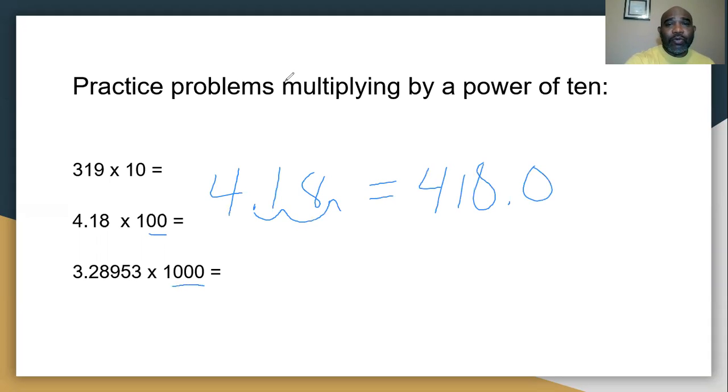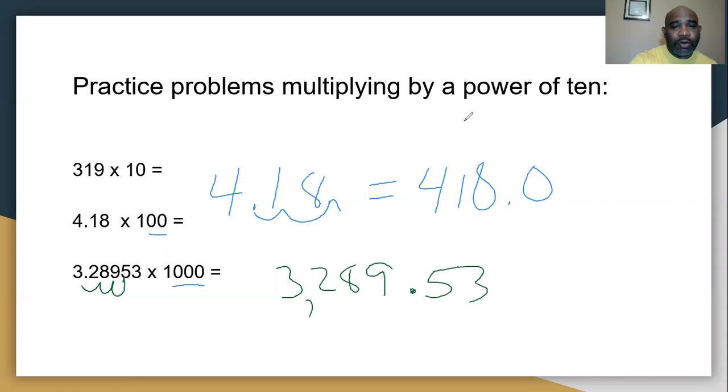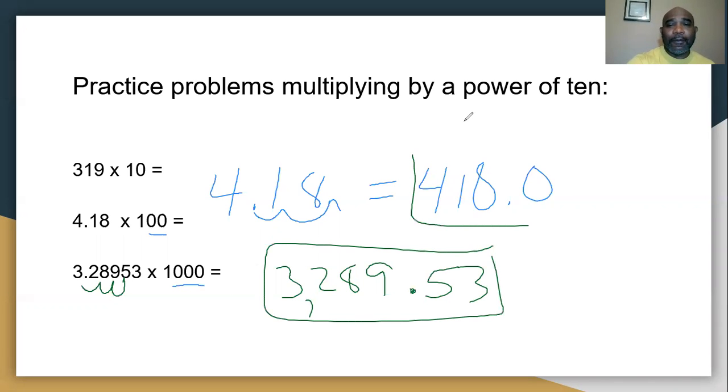1,000 has 3 zeros in it. So we're going to take our number and move it 1, 2, 3. And my new number is going to be 3, 2, 8, 9. My decimal is in between the 5 and the 3. So 3,289.53 would be my answer. Questions?